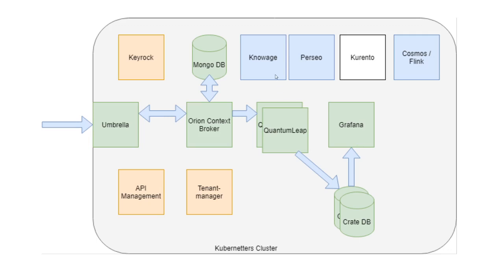Then there are a couple of other components, like Knowage. Knowage is a business intelligence component. Perseo is a sort of rule engine. If you create rules for Perseo, it can make decisions based on rules that say a certain value exceeds a certain threshold, then send an email or do some other action, send an HTTP request to an endpoint and so on and so forth.